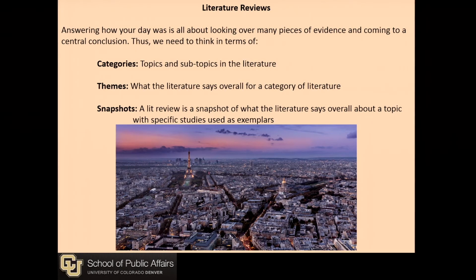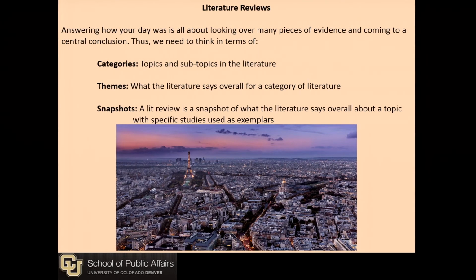The big thing is that we need to look at themes, because it's one thing to know what is in the literature. It's a different thing to say, here's what it means. Here is what it says overall. So a theme is what the literature says overall for a category of literature.